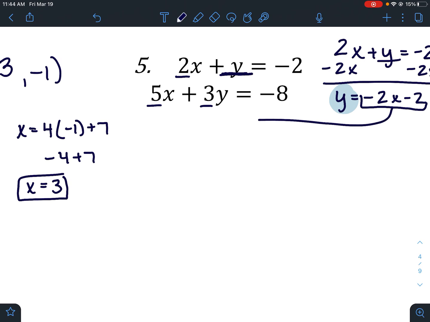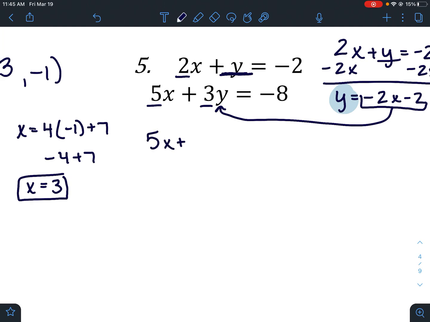Now, where kids go wrong a lot is they plug it into that top equation. If you plug it in there, you're always going to get infinite solutions. You're taking that equation and plugging it back into itself. You need to make sure that you're plugging it into the other equation. Okay, so here we go.